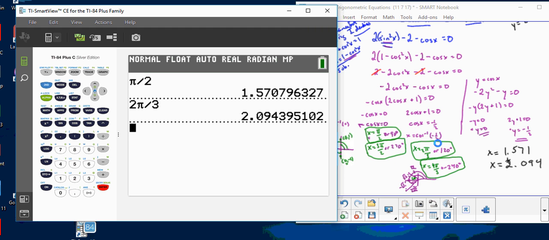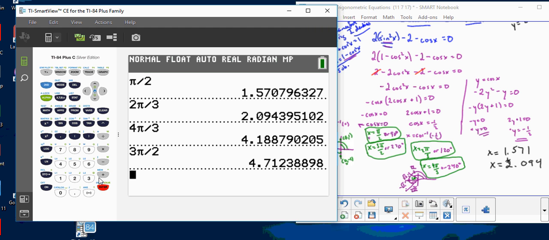Well, what's the next value? It's probably going to be this right here, 4 pi over 3. So we're going to go 4 pi divided by 3. If you have that, what do you know? 4.188. And I bet if you found the other one, if you took the time, went back and used your calculator to find that fourth one from 0 to 2 pi, you would have 3 pi divided by 2, and what you have right there is going to be 4.7123.